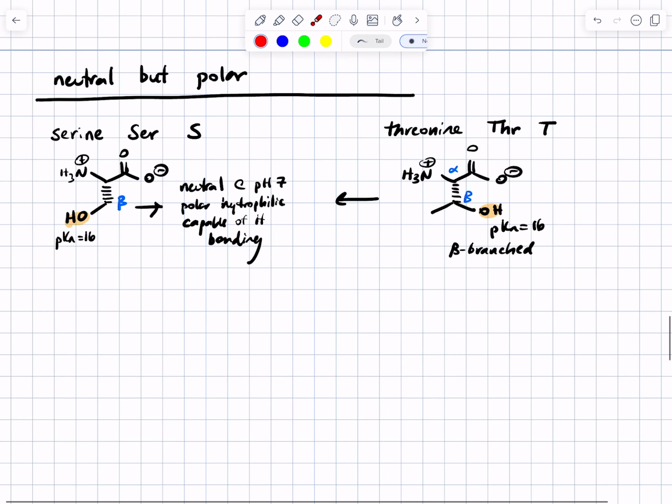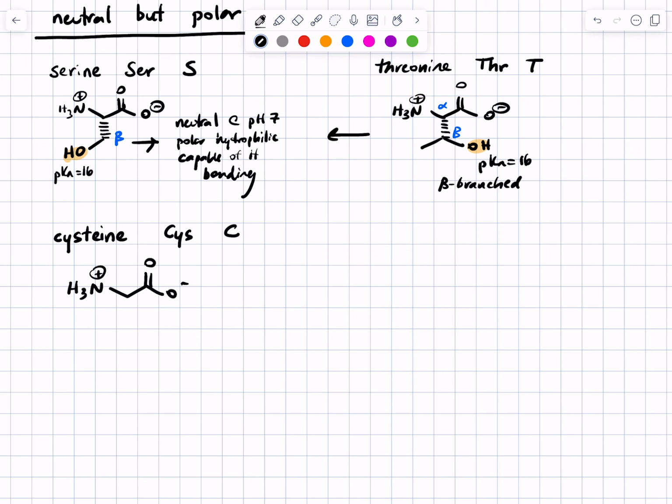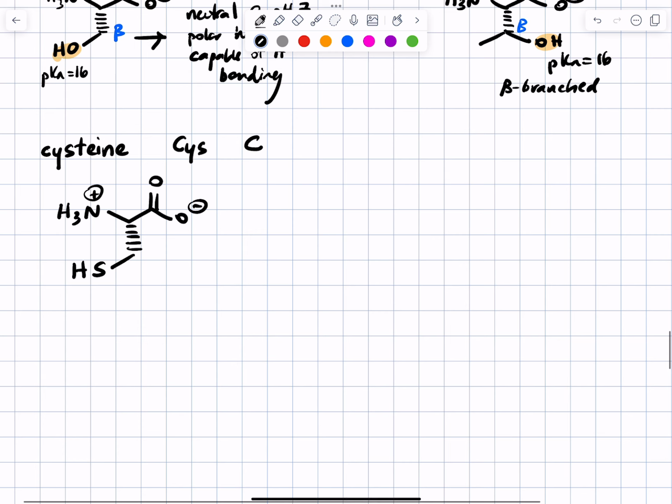Which ones have I forgotten? There's another one that you've encountered before a little bit, or I've alluded to it before, cysteine, 3-letter code CYS and 1-letter code C. Cysteine is like serine, only the oxygen has been replaced with the atom that's one row down in the periodic table from oxygen, and that is sulfur.